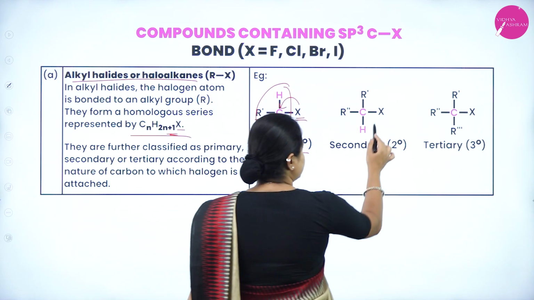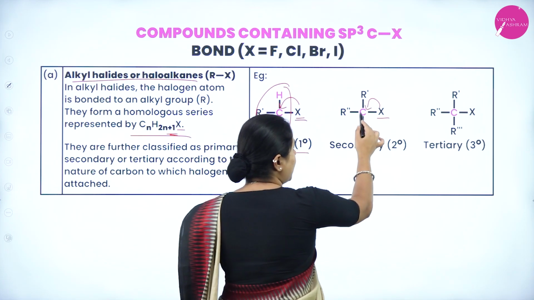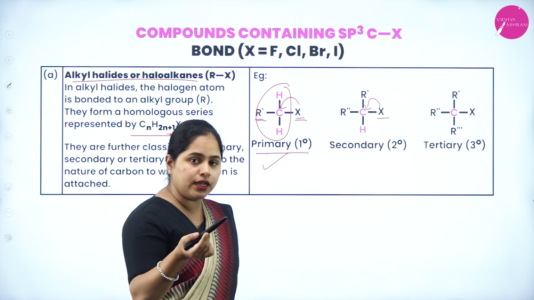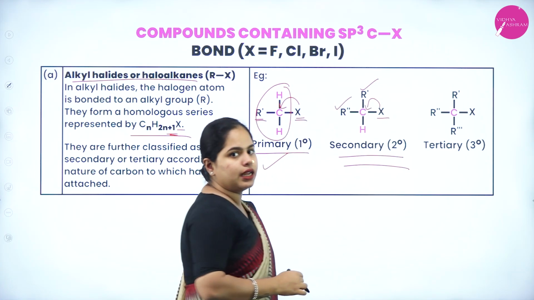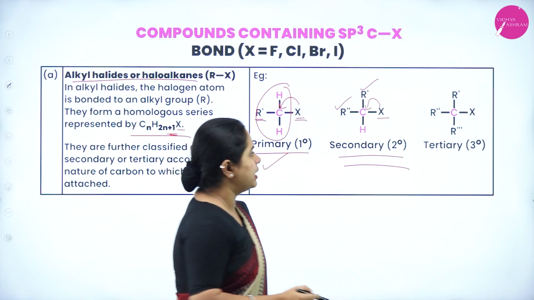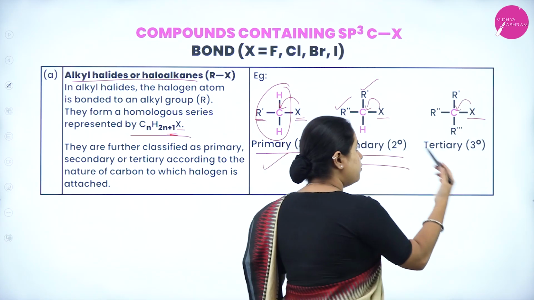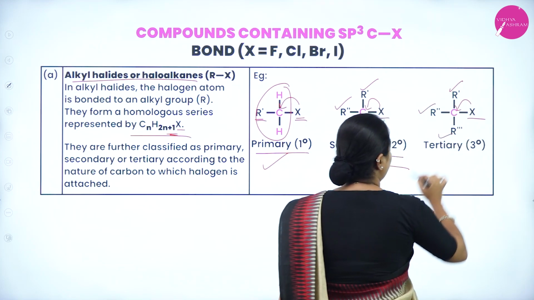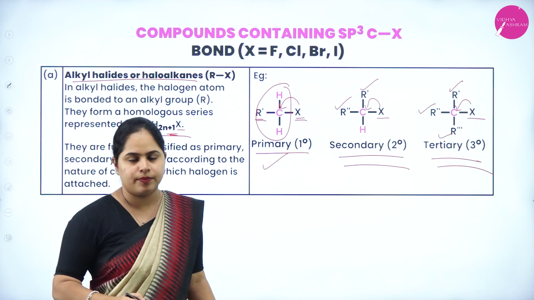Now the secondary. This is your halogen atom, which is attached to this carbon atom. Now this carbon atom is further attached to how many other carbon atoms? 1 and 2. Hence it becomes a secondary haloalkane. I hope it is clear. Now this is the halogen atom which is attached to this carbon atom, which is further attached to 1, 2 and 3 carbon atoms. So this is called a tertiary haloalkane. I hope it is clear.